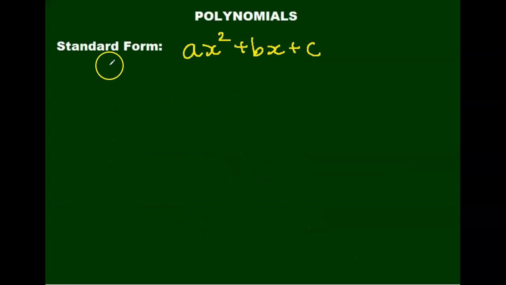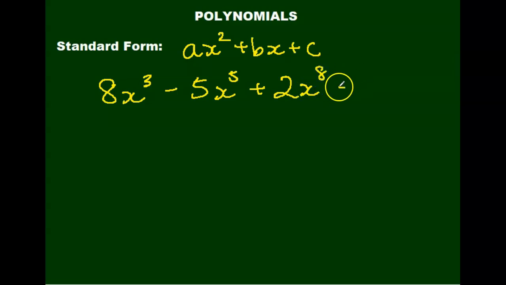Next, we're going to talk about standard form. Standard form is usually denoted by the terms ax squared plus bx plus c. However, in an example where you have more terms in your expression, your standard form is where you arrange your variables in descending order. So if I were to have 8x to the power of 3 minus 5x to the power of 5 plus x to the power of 8 plus 1, this is not written in standard form. I have to write my variables with the exponents in descending order.